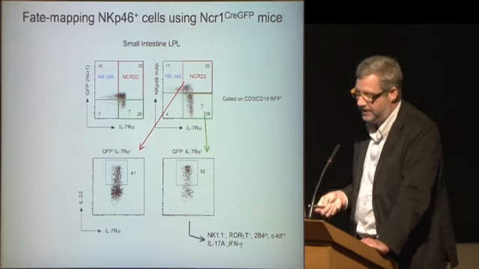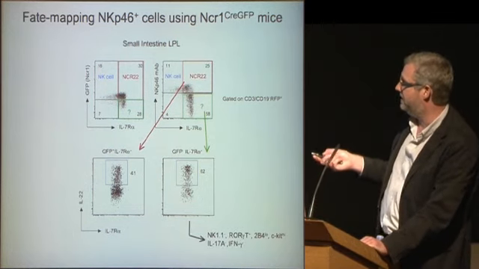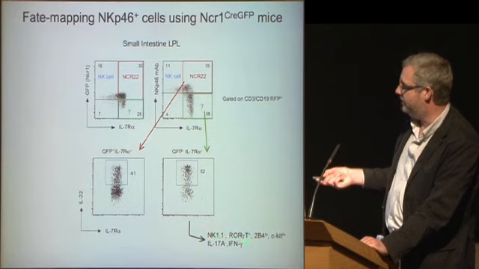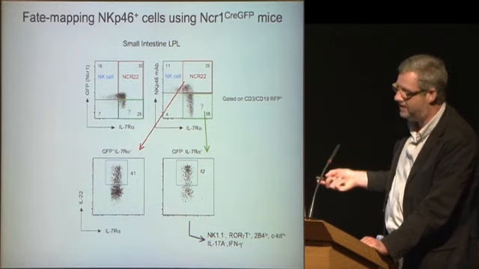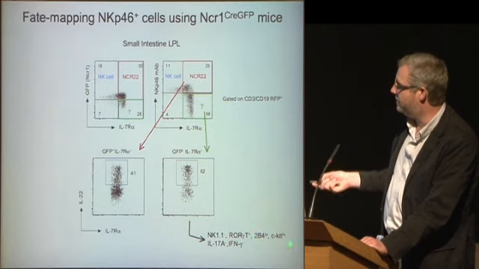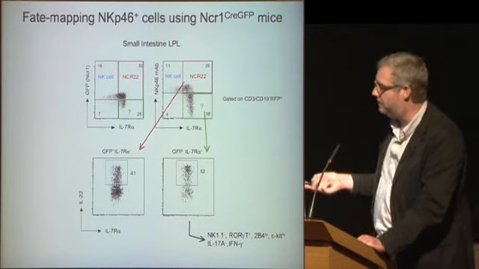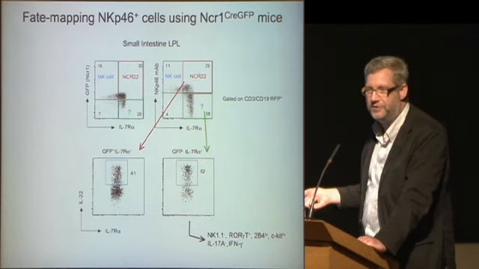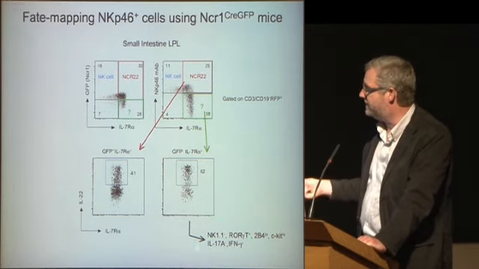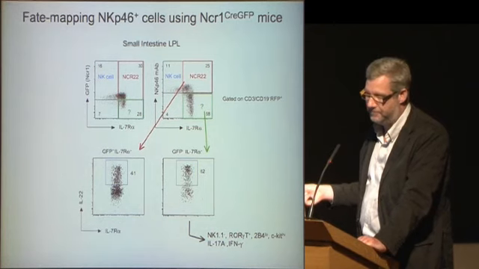Now, they also have some subtle differences in terms of phenotype. They remain RORγt positive, but they lose expression of 2B4 and they become c-Kit positive. So there are some changes in the phenotype of these cells. But in terms of their functional output, they still remain IL-22 producing cells. They don't acquire IL-17. They don't acquire interferon gamma.